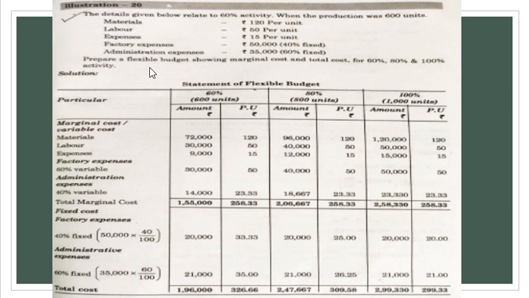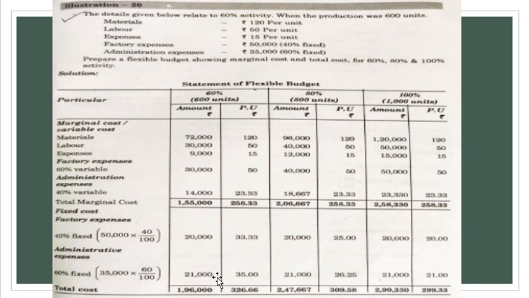Next we have administration expenses, of which 60% is fixed. The variable part we have already shown. Out of 35,000, 60% is fixed, which is 21,000. As these are fixed expenses, 21,000 will be applicable for all the units: 21,000 for 600 units, 21,000 for 800 units, 21,000 for 1000 units, but the cost per unit will fluctuate. For 600 units, 21,000 divided by 600 gives 35. For 800 units, 21,000 divided by 800 gives 26.25. For 1000 units, 21,000 divided by 1000 gives 21.